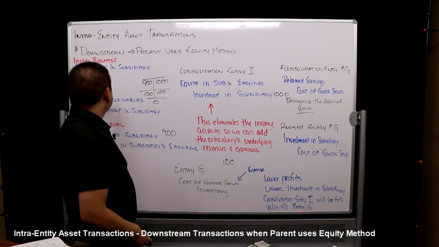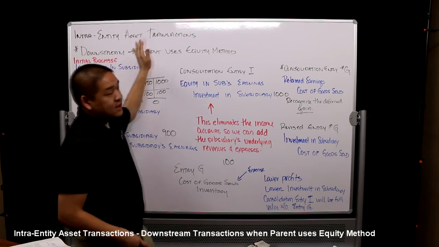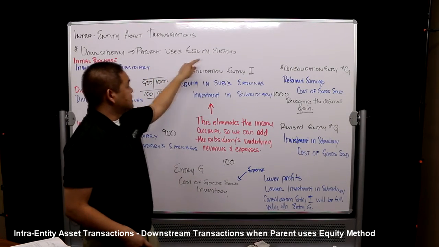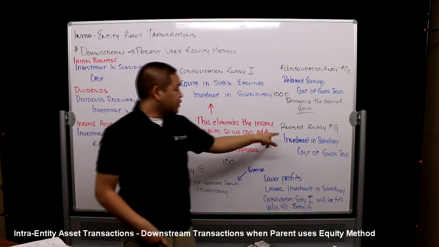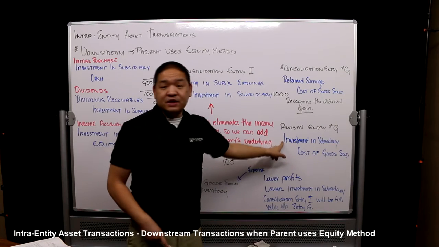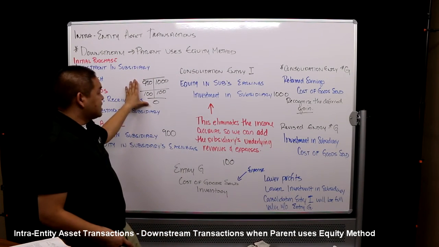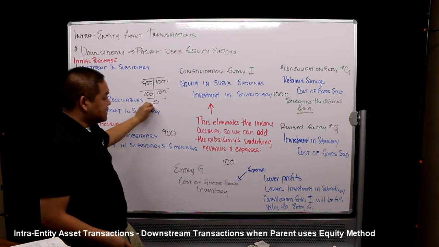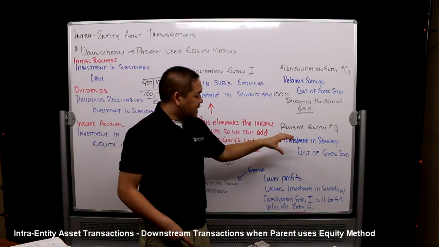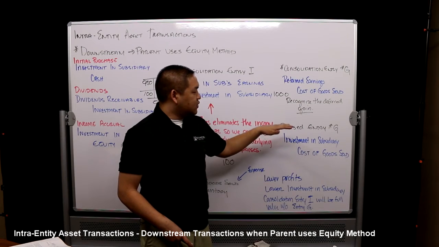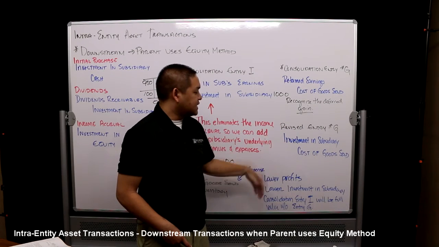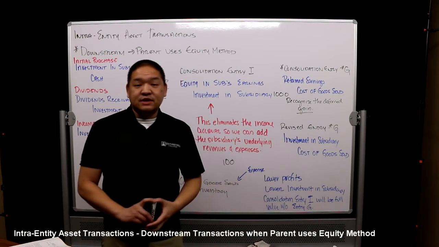In the instance in which we have a downstream, so parent to sub, and the parent uses the equity method, we're going to switch this retained earnings to investment in subsidiary. By switching it, we kind of true up the investment in subsidiary account to 0, and we kind of get to the point where we need to recognize that gain. So we're recognizing that gain by debiting investment in subsidiary.